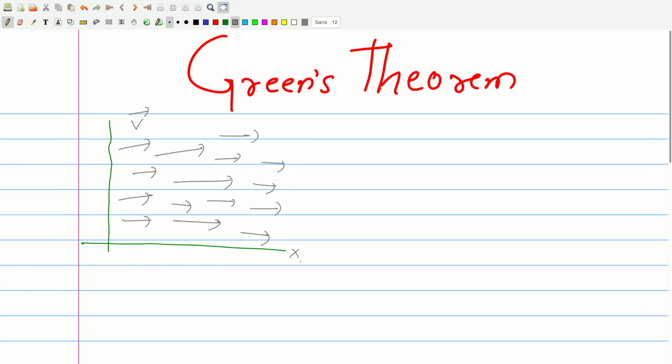So this is an xy plane. In general, this vector field V will have two components, one along the x-axis and the other along the y-axis. So let's suppose the most general form it takes is this one, M i cap plus N j cap. So this is our vector field, and our question is, what is the circulation of this vector field V along a closed curve?